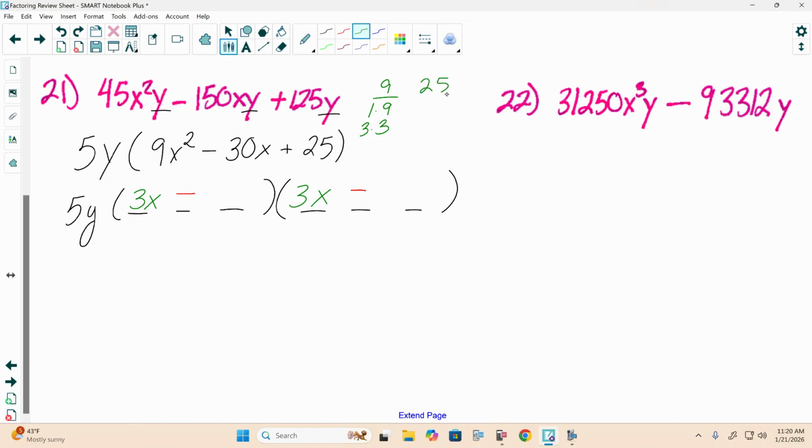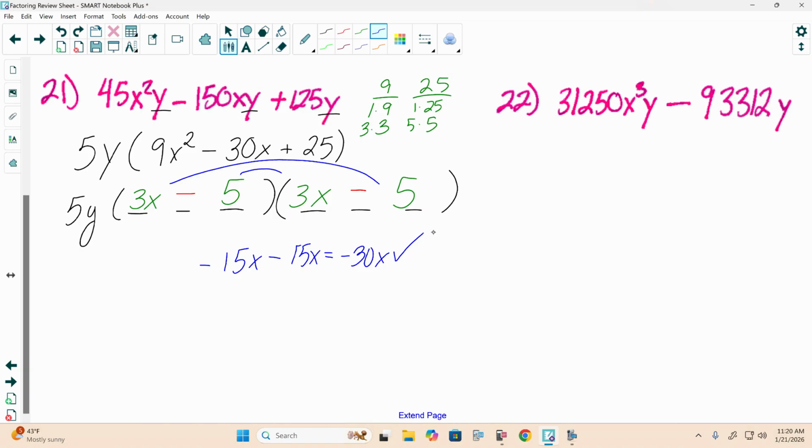Factors of 25. 1 and 25 or 5 and 5. Five and 5. 1 and 25 is not going to work here because we'd have to multiply 25 by 3. 25 times 3 is 75. Now let's check and see if we get the correct middle term. 3x times negative 5, 3 times negative 5, negative 15x. Negative 5 times 3x is going to be negative 15x. Minus 15x is indeed the negative 30x that we wanted.